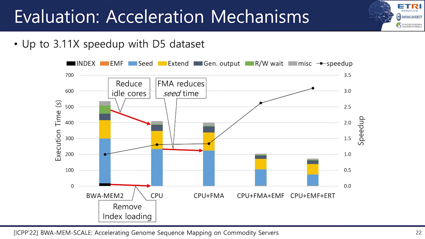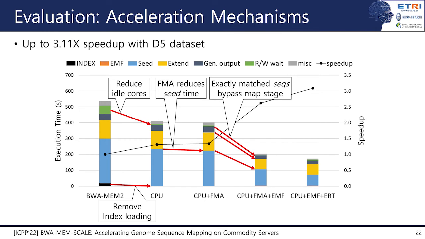The third bar shows the results of applying FM index accelerator. It affects only seed time, and about 3% of performance is improved. In the fourth bar, exact match filter reduces time for all map stages. The total performance improvement exceeds 120%. The last graph shows the result with enumerated radix tree. Since the enumerated radix tree totally replaced the seed phase, FM index accelerator is removed. In the graph, enumerated radix tree additionally accelerates the seed phase and improves the end-to-end performance by 46%.